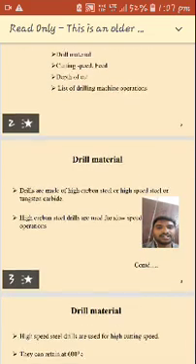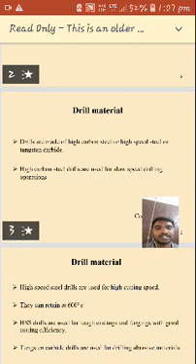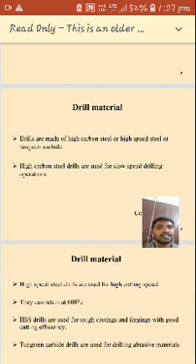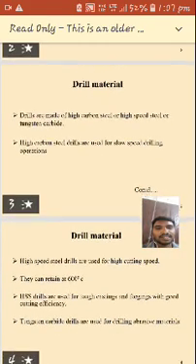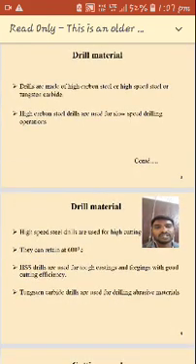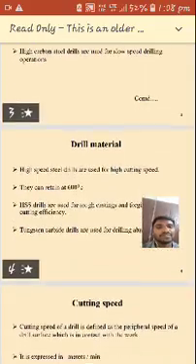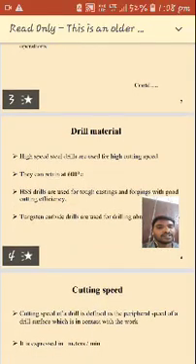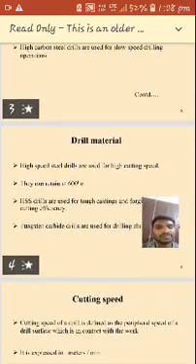See here the drill materials. The drills are made of high carbon steel (HCS), high speed steel (HSS), or tungsten carbide. High carbon steels are used for slow speed drilling operations. High speed steel drills are used for high cutting speeds.